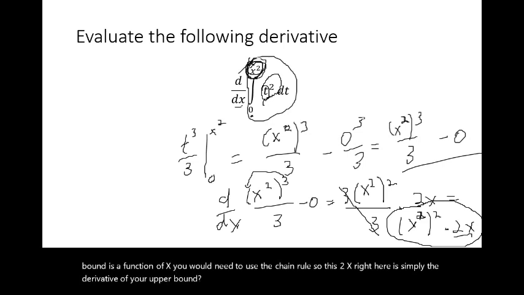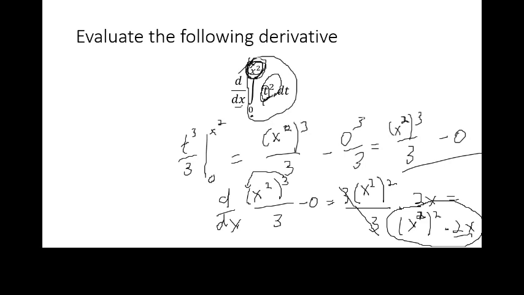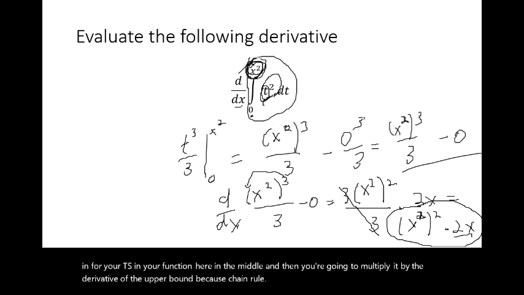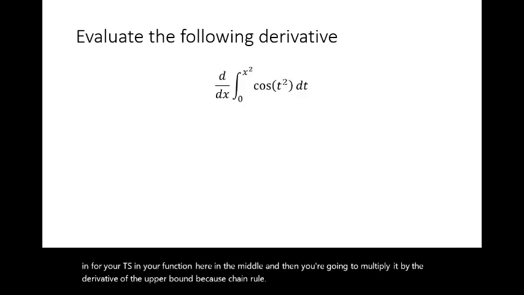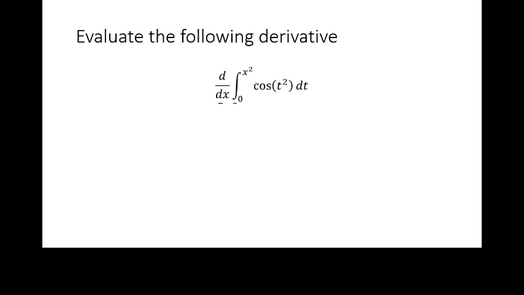So when you have something like this where your upper bound is a function of x, you will plug it in for your t's in your function here in the middle, and then you're going to multiply it by the derivative of the upper bound because chain rule. So we're going to use that shortcut to evaluate this derivative. So remember, if you have a derivative and an integral performed together at the same time, they are going to cancel each other out.